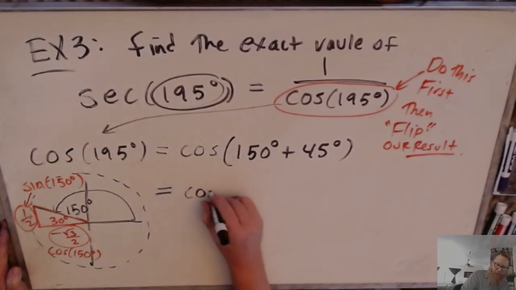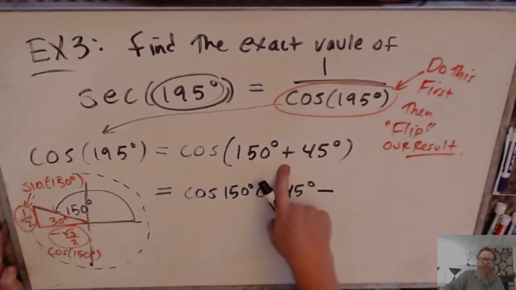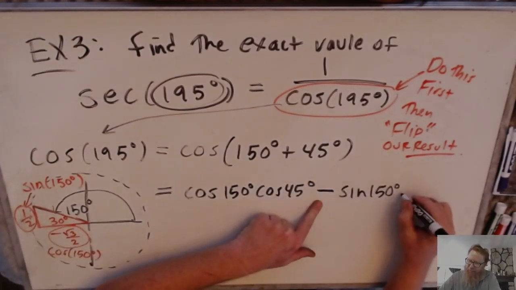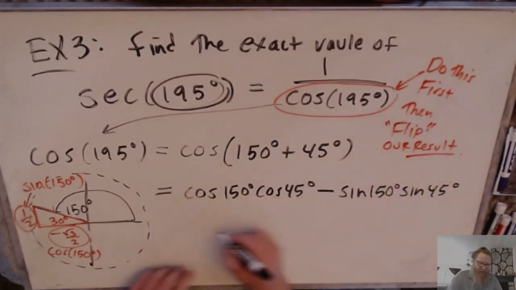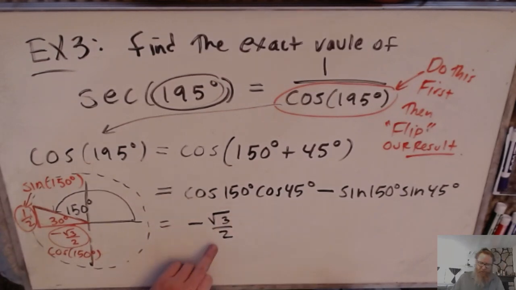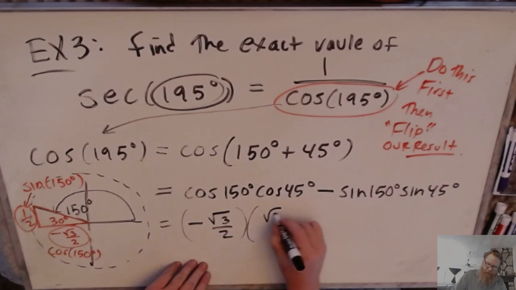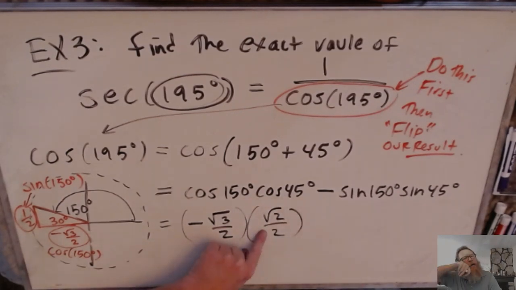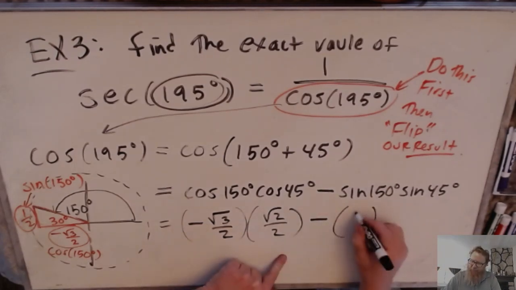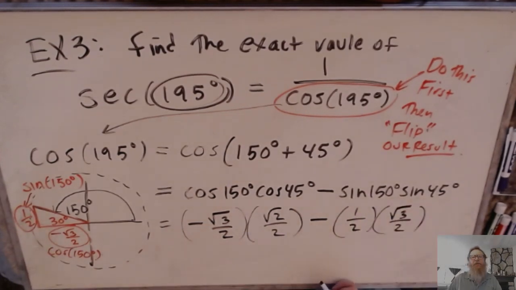So I'm going to do cosine of 150, cosine of 45. I'm using the sum formula, so that becomes subtraction. Sine of 150, sine of 45. So cosine of 150, negative radical 3 over 2. Cosine of 45, radical 2 over 2. Same as it was in the last problem. Sine of 150, that's 1/2. And then sine of 45, radical 3 over 2.